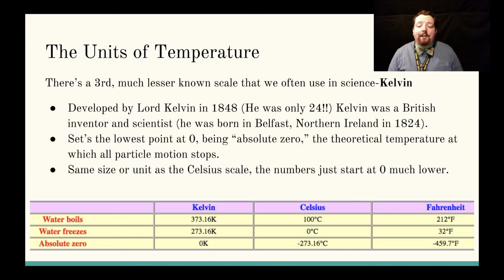There's a third, much lesser known scale that we often use in particular science concepts, and it's called the Kelvin scale. It was developed by Lord Kelvin in 1848 when he was only 24 years old. He was a British inventor and scientist born in Belfast, Northern Ireland.